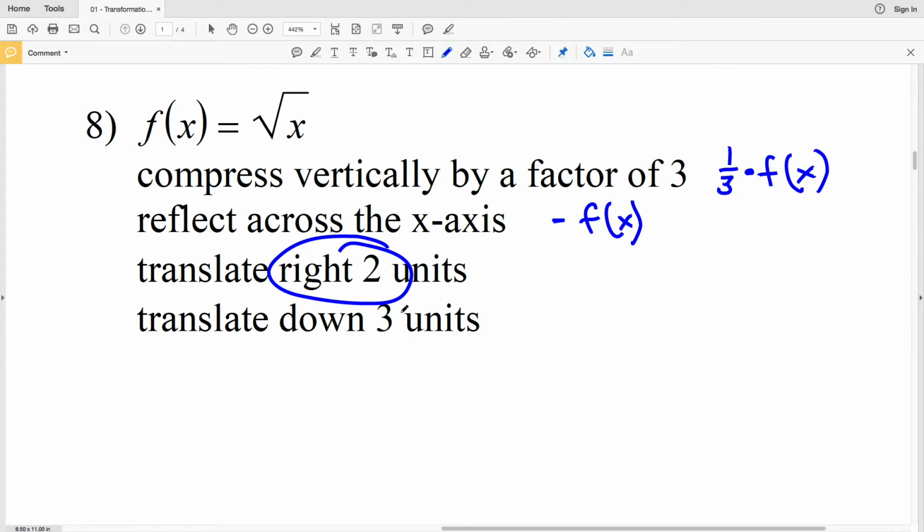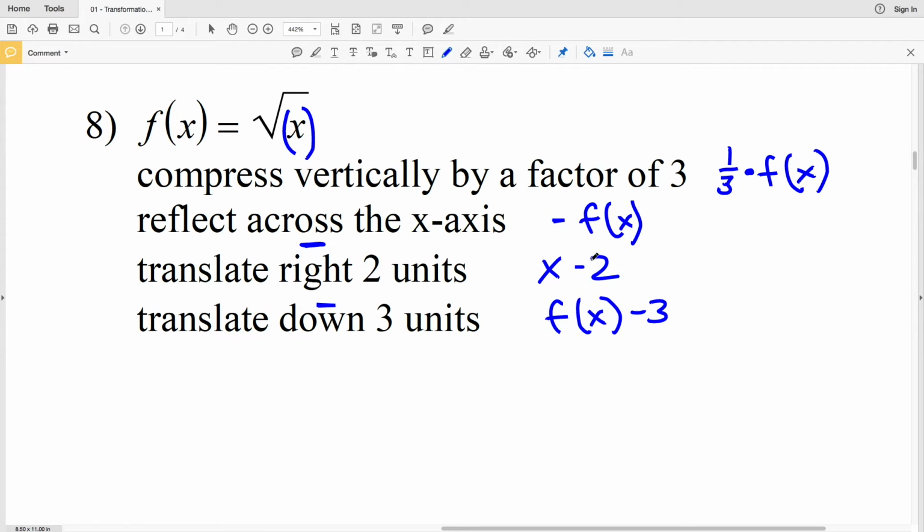Translating right 2 units, remember, is going to happen to the variable. So within that function and moving to the right, we're going to need to subtract. So x minus 2. And then we're going to translate down 3 units. So we're going to be subtracting 3 units from the function f of x. So to our x variable, we'll start by translating it right 2 units. So we'll have the square root of x minus 2.